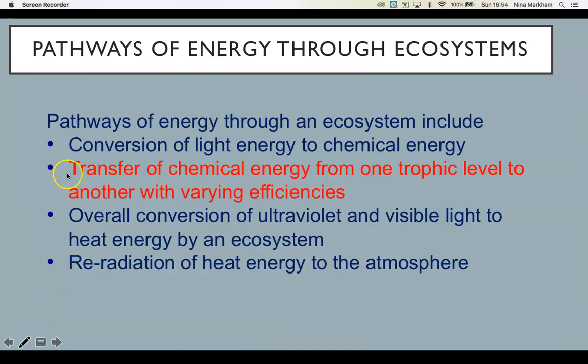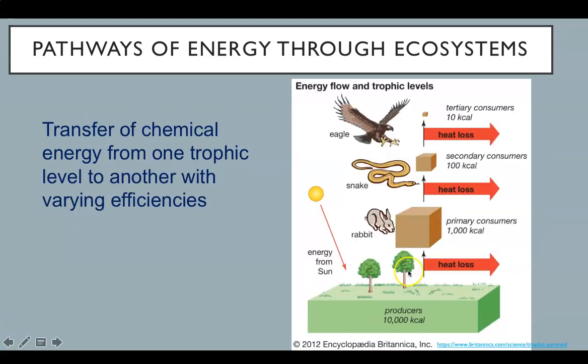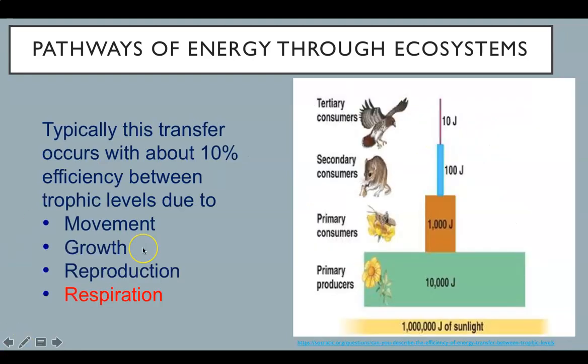Now let's discuss the fact that the transfer of chemical energy occurs from one trophic level to another with varying efficiencies. The transformation of solar energy into chemical energy, if you recall, occurs in trophic level 1, the trophic level of producers. Then the transfer of this chemical energy through the process of consumption takes place from one trophic level to another, again with varying efficiencies. Typically, this transfer occurs with about 10% efficiency between trophic levels.